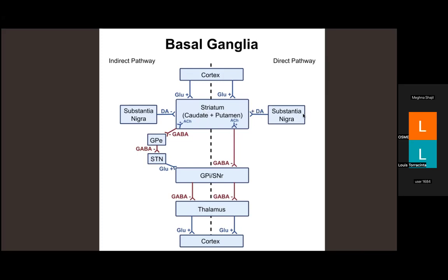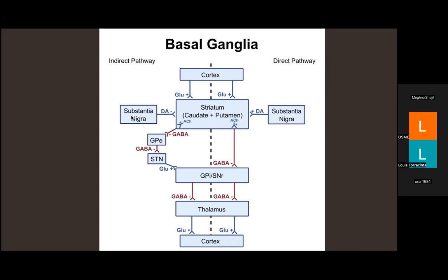So dopamine is positive here on the direct pathway, goes to a negative inhibitory pathway on GABA to the globus pallidus interna, which goes to the thalamus. Inhibition leads to positive, which is again glutamate, which goes to the cortex. So that direct pathway ends in a positive output. Yeah, go move that leg.